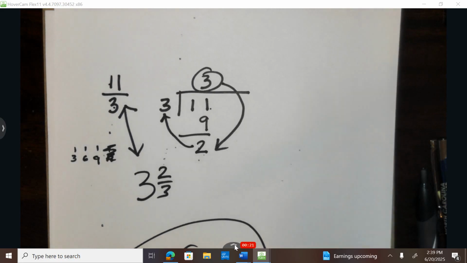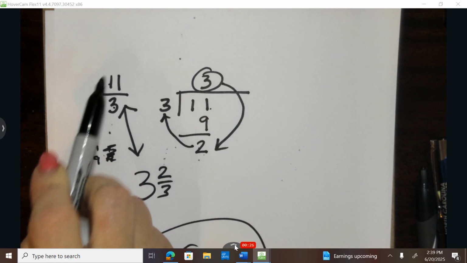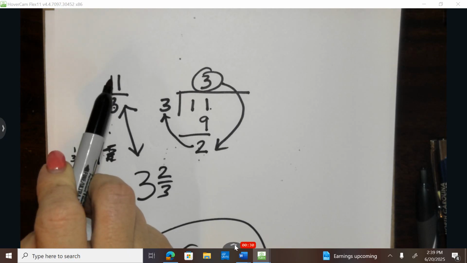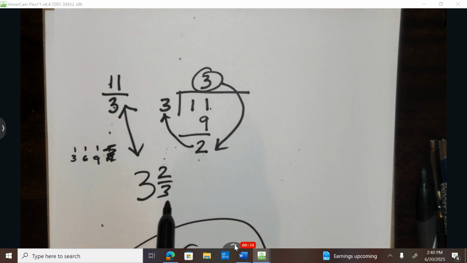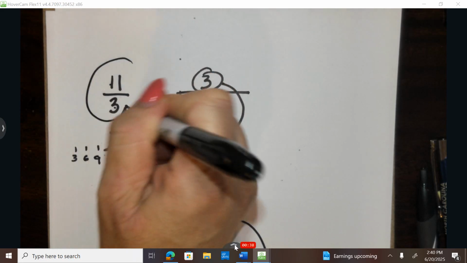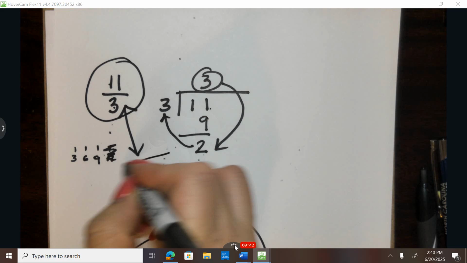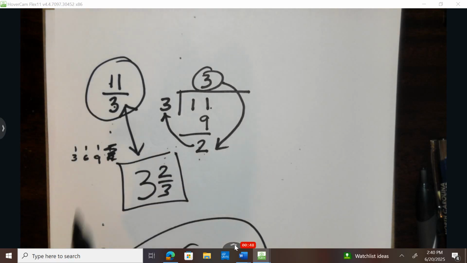When we went through the previous videos, this is one of the problems we did. I was able to show you how 11 divided by 3, also read as 11/3, is equivalent or equal to the mixed number 3 2/3. So I'm going to show you how you can check your work. Let's pretend this is problem 1 on page 2, and you came up with the mixed number 3 2/3, and you're wondering, did I correctly rewrite it?